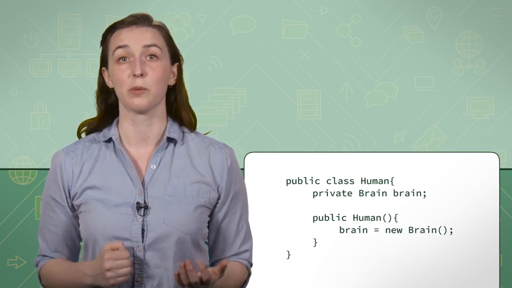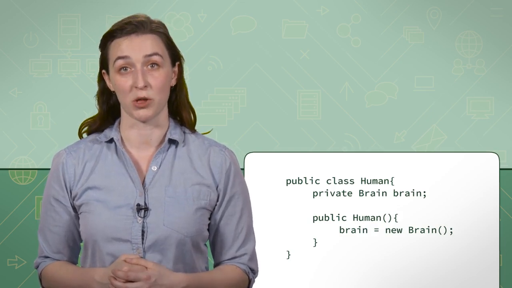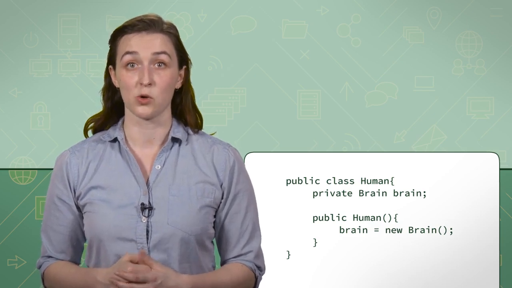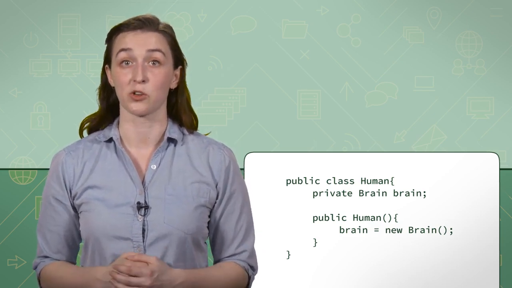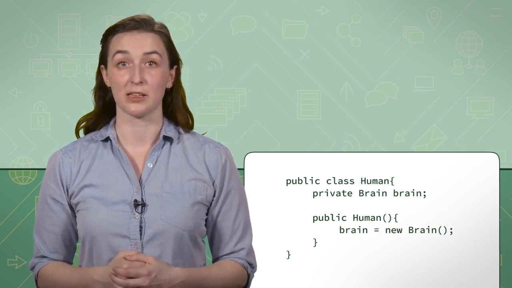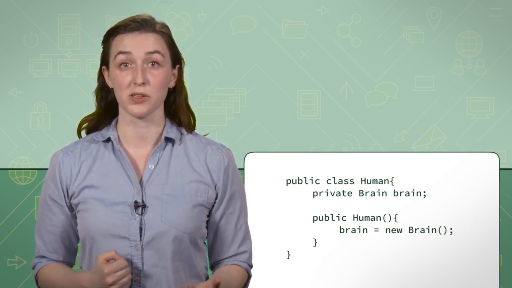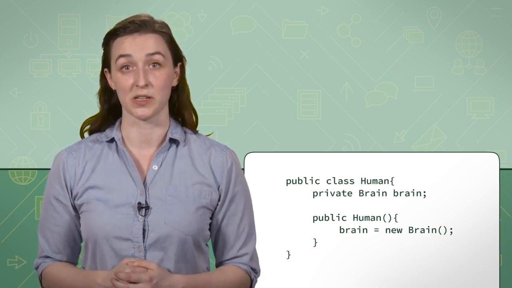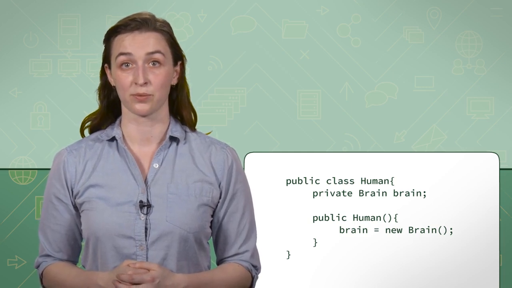In this example, the brain is created at the same time that the human object is. The brain does not need to be instantiated anywhere else, nor does it need to be passed into the human object on creation. The brain is automatically created with the human. The two parts, human and brain, are tightly dependent, with one not being able to exist without the other. Now you get to create some code that illustrates a composition.